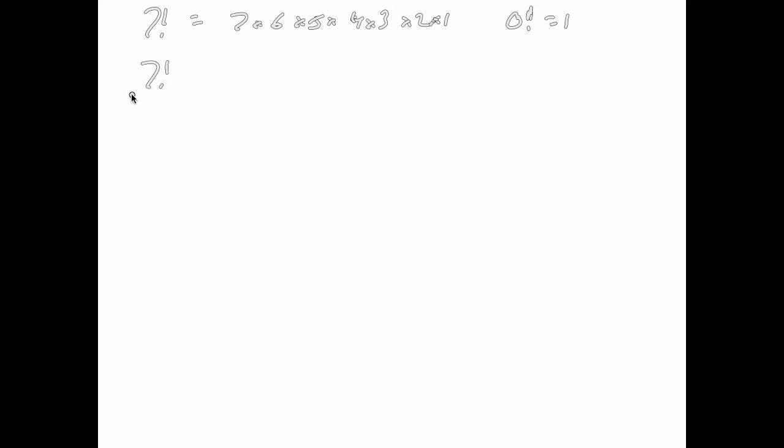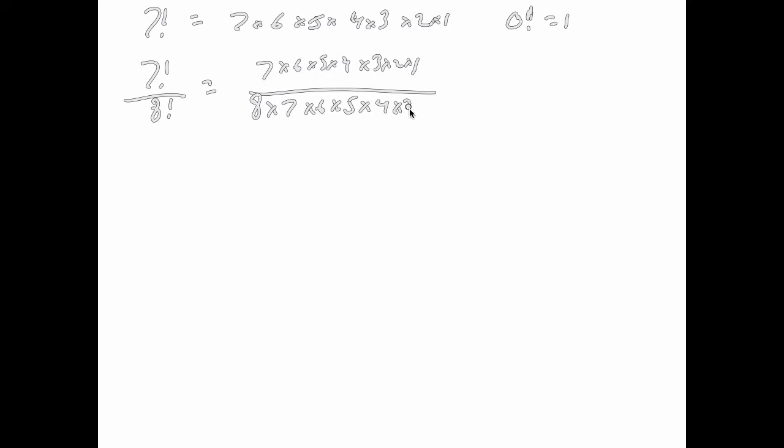What's 7 factorial over 8 factorial? Well, it's 7 times 6 times 5 times 4 times 3 times 2 times 1 divided by 8 times 7 times 6 times 5 times 4 times 3 times 2 times 1. Note that this cancels with that, leaving 1/8. So there's an example of that, and there are more examples in the problem sets.